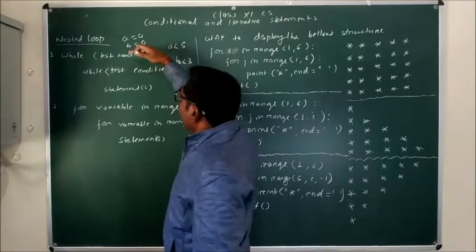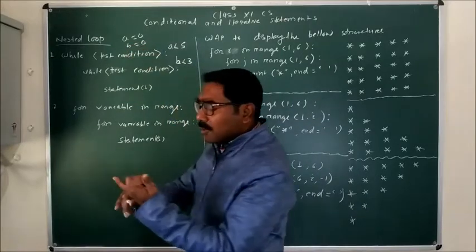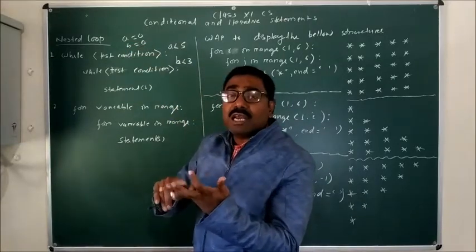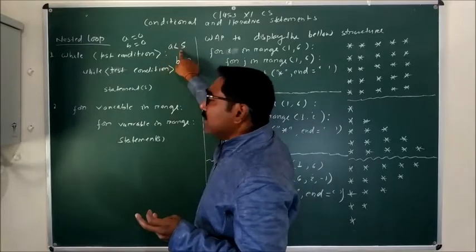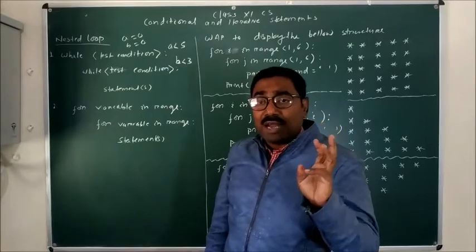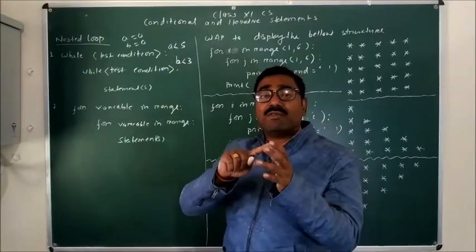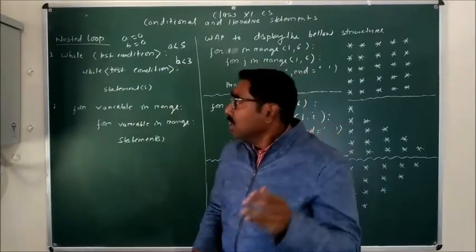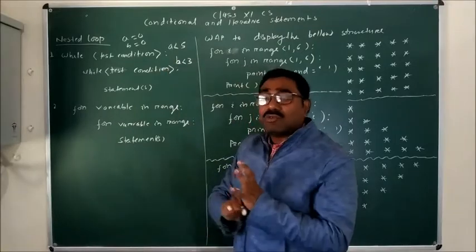Then what happens? The total number of executions of the first loop is 0, 1, 2, 3 and 4. Because the condition is less than 5, 4 is the last value that is less than 5. So it will execute 5 times: 0, 1, 2, 3, 4. But the second loop will execute 3 times.